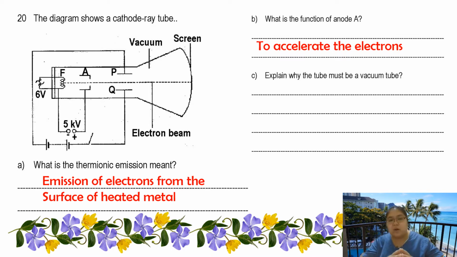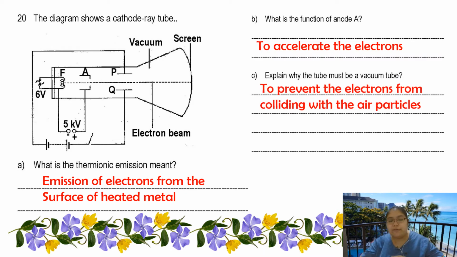C, explain why the tube must be vacuum. We know if it is not vacuum, that means there are air molecules inside. Air molecules will affect the electrons' movement. So we want to make sure the whole tube is vacuum, which means there are no particles that will collide with the electrons, so they cannot affect the deflection of the electrons. The explanation is to prevent the electrons from colliding with the air molecules.